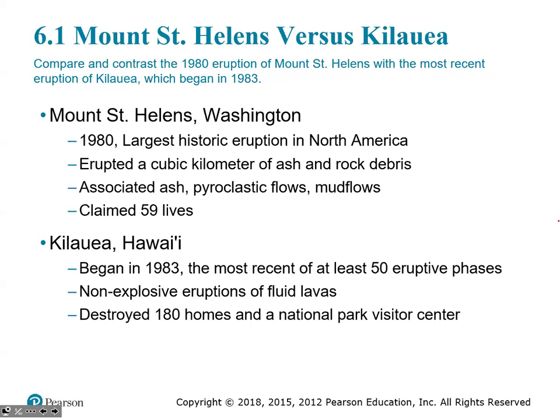So Kilauea, Hawaii, began in 1983, the most recent of at least 50 eruptive phases. There was a pause and then it started up again. It's been non-explosive eruptions of fluid lavas. It's destroyed 182 homes and a national park visitor center. I'm not sure if it's actually claimed any lives, though. Because the thing about Kilauea is that it releases a lot of lava.